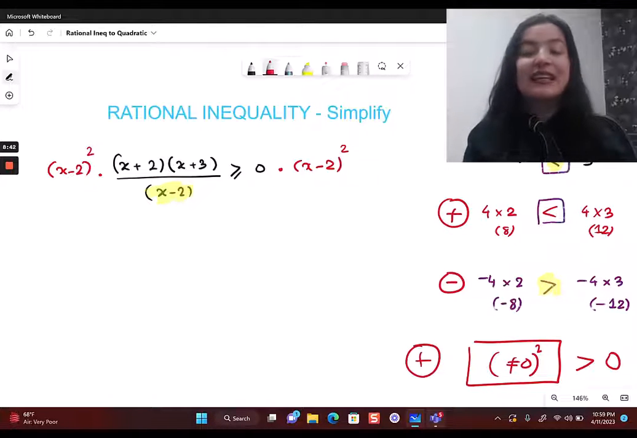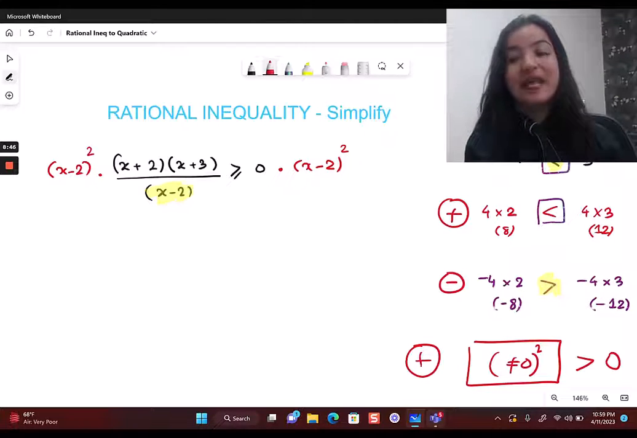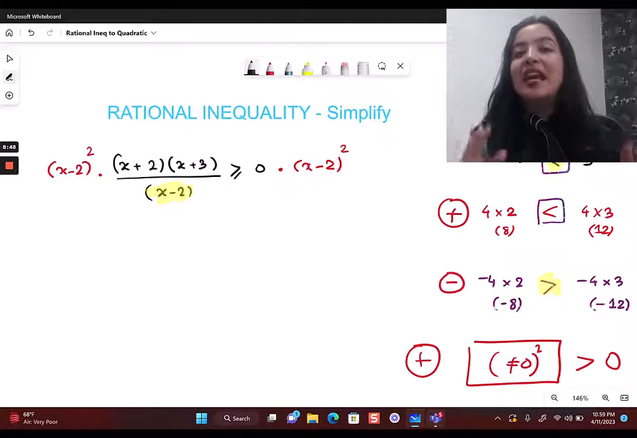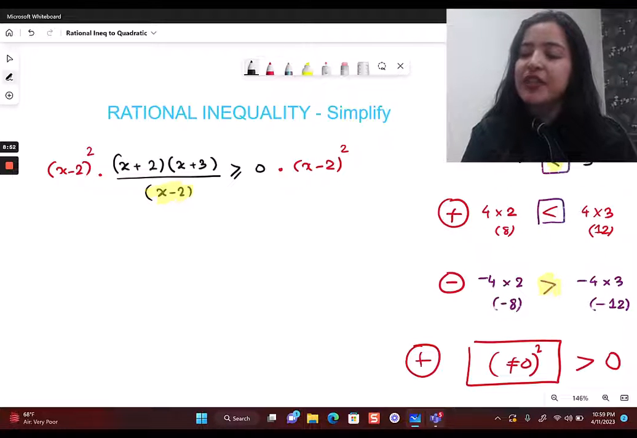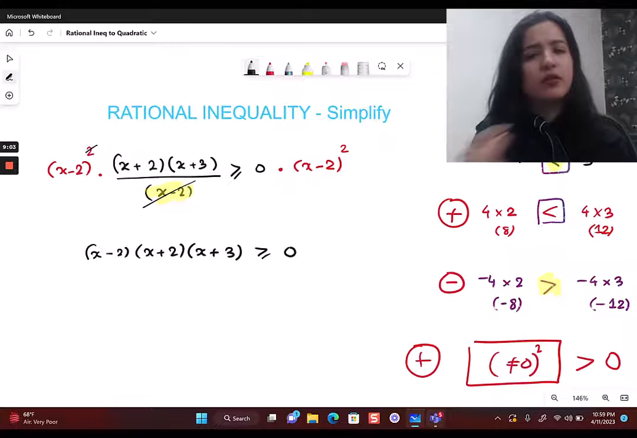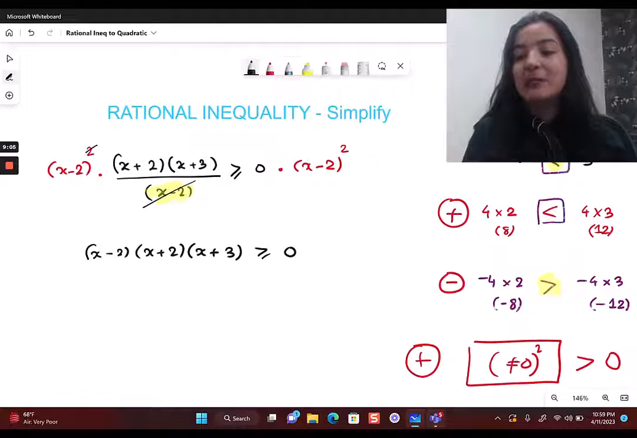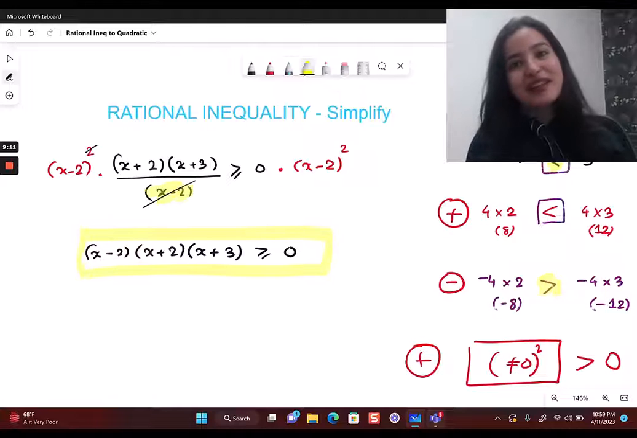So this is where I get the guarantee that I am multiplying something positive on both sides. And as a result, my inequality will not change. When I do this simplification, you can cancel this denominator with 1 power. So you're going to have x minus 2, x plus 2 times x plus 3 greater than equal to 0. Everything on the right side obviously becomes 0. And this is the correct simplified form of the rational inequality you started with.